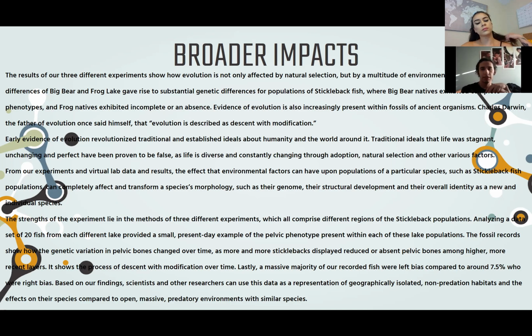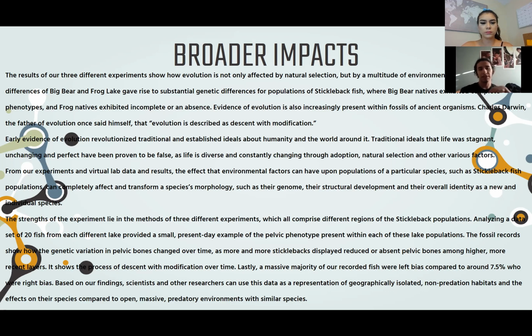From our experiments and our data results, we can confirm that the effect environmental factors can have on a particular species, for example our stickleback fish, can completely affect and transform a species' genetic variation or morphology, not only in their structural morphology and development, but also in their genome, as shown earlier. Their structural development and their overall identity can give rise to almost a new species.